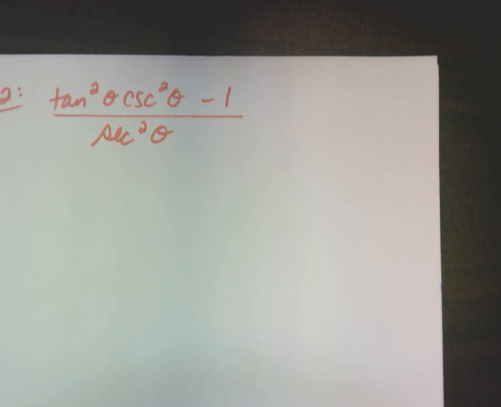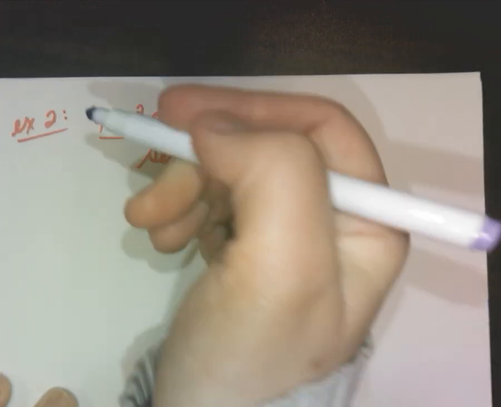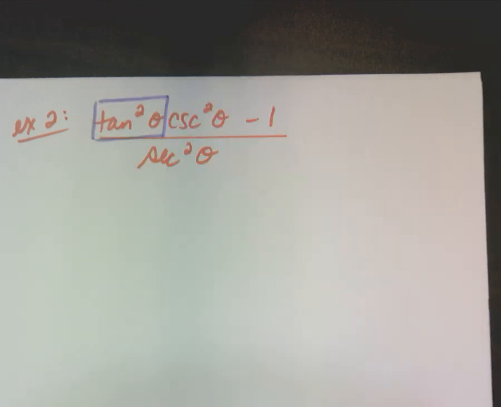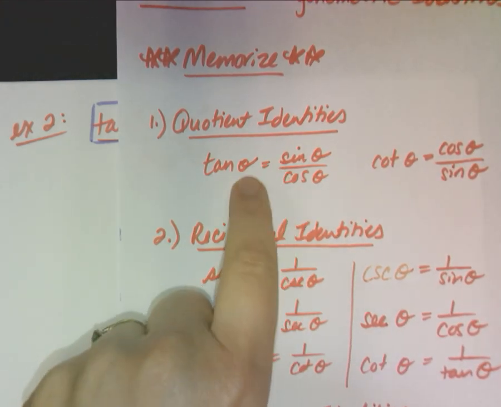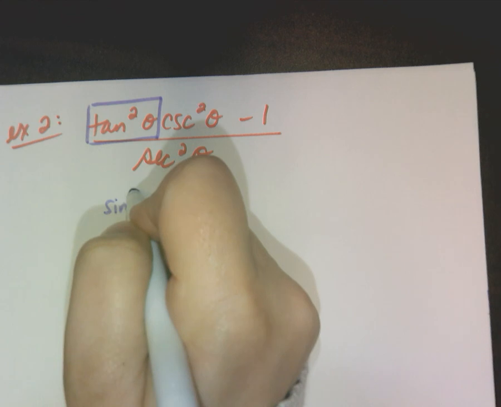All right, so let's try this out. Again, here's what I usually do. First thing you should be doing on all these, convert everything to sines and cosines. So let's see. Tan squared theta. Tan, in terms of sines and cosines, again, looking at my little sheet here, tan is sine over cosine. Since it's squared, I'm going to write sine squared over cosine squared.